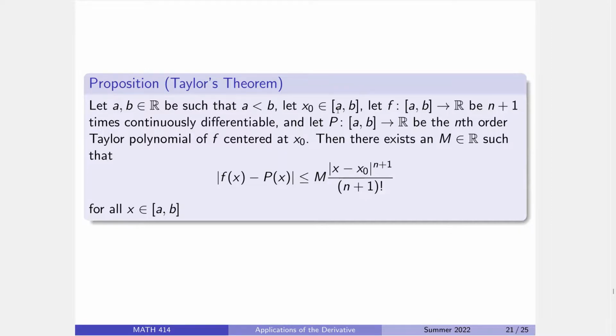On a closed-bounded interval AB, pick any point x naught. Then if you have an n plus 1 continuously differentiable function, then the nth order Taylor polynomial centered at x naught does a really good job of approximating your function, and it approximates it with an order of n plus 1 error. There's an m here, which we'll see in a moment what m is equal to. It turns out that there are many choices of m, and like I said, in the more technical theorem, there's a very specific thing that m can be chosen to be. But anyway, that being said, let's prove it.